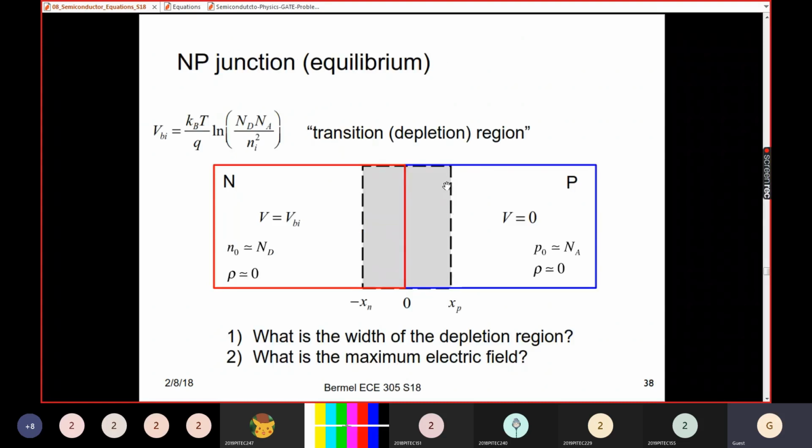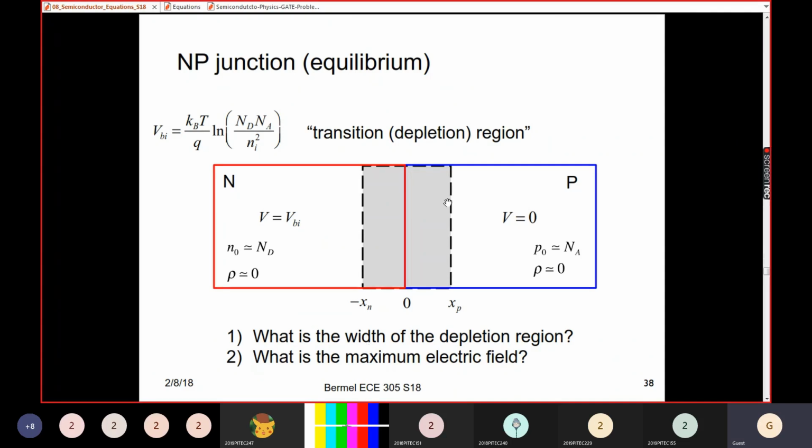Now the equilibrium condition has been given here. Since the equilibrium condition has been given here, two questions are raised in this particular case. What is the width of the depletion region? What is the maximum electric field that is present in this particular NP junction? We are going to represent it by using an equation which is called VBI is equal to KB into T divided by Q into ln of ND into NA divided by NI square.